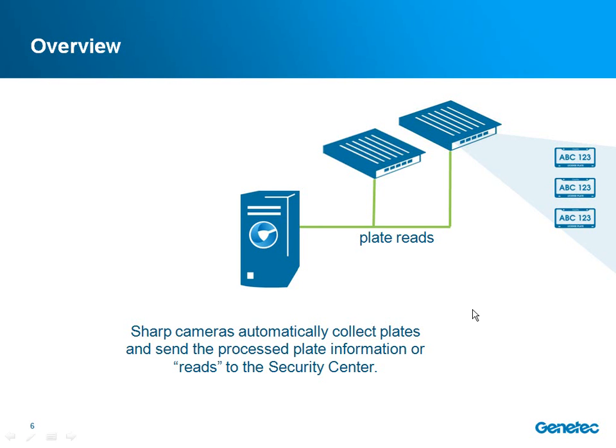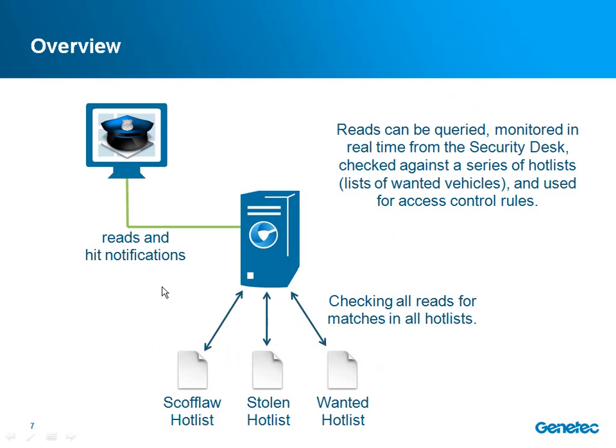Before going into the details of setting up the Sharp cameras with the Security Center system, let's take a look at the big picture. The AutoView license plate recognition system can be used to automatically collect plates and feed this information to the Security Center system. This can be used to collect data for querying, real-time monitoring of vehicles, and instant notification if a vehicle matches one of the plates on a list of wanted vehicles. These lists are known as hot lists and can be configured within Security Center. We can also use hot lists to set up automatic access control rules for a gate or garage door.